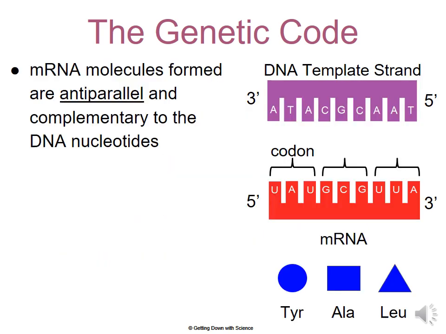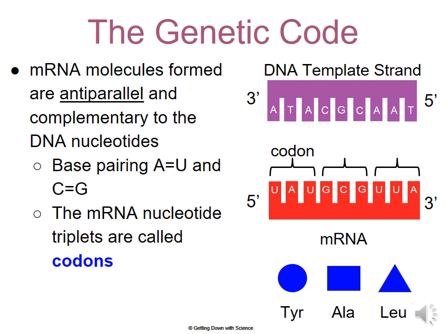Okay, and so what happens here? The mRNA molecules formed are anti-parallel. Remember, every time we make a copy, we're always copying in the opposite direction. And complementary, so opposite, A pairs with U. Remember, U in RNA to the DNA nucleotides. So A pairs with U, C pairs with G.